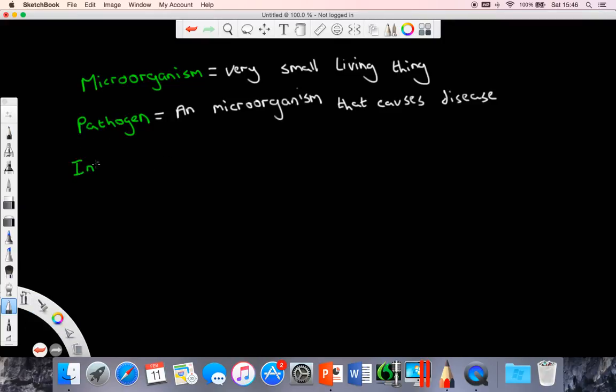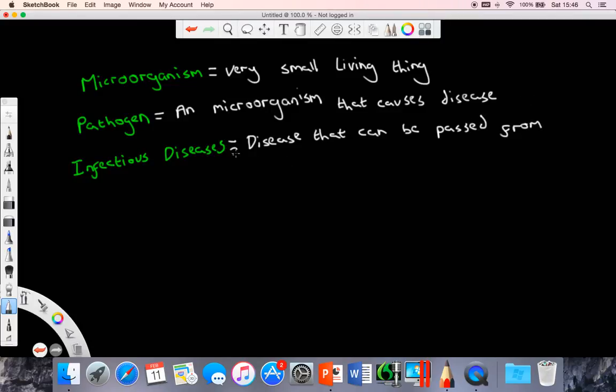An infectious disease. Now, infectious diseases are diseases that can be passed from one person to another. Okay? So the flu virus would be an infectious disease. It can be passed from one person to another. If someone sneezes on you while they've got the flu, chances are you probably will get the flu.